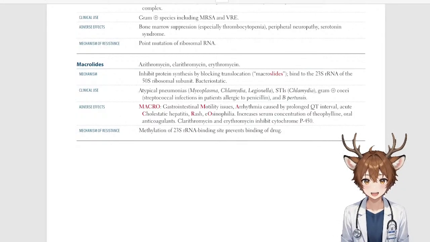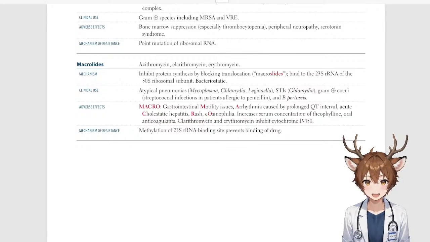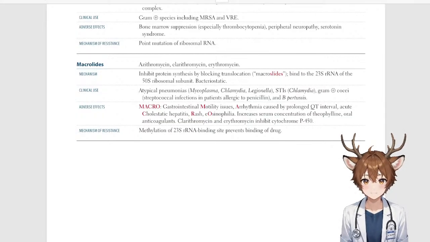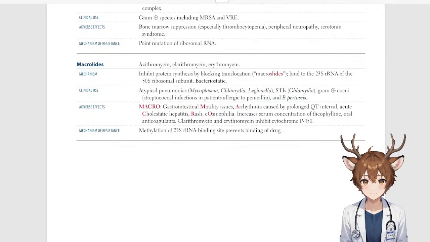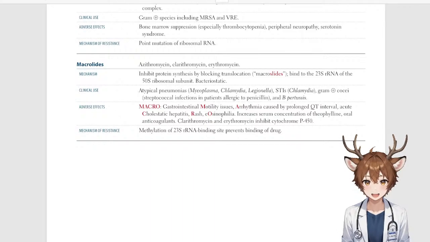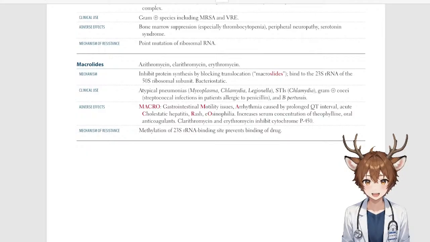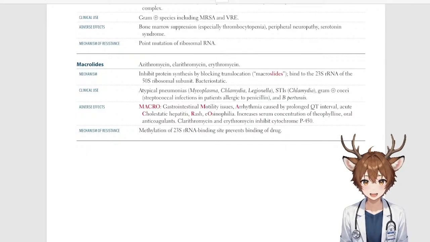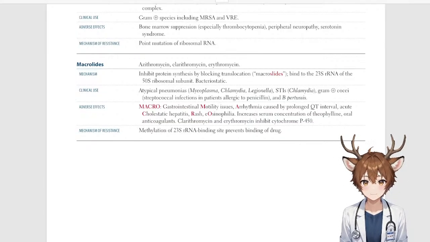Anyway, adverse effects of macrolides: gastrointestinal motility issues, arrhythmia caused by prolonged QT interval, acute cholestatic hepatitis, rash, eosinophilia, increased serum concentration of theophylline and oral anticoagulants. Clarithromycin and erythromycin inhibit cytochrome P450. And the mechanism of resistance: methylation of the 23S rRNA binding site prevents binding of the drug.